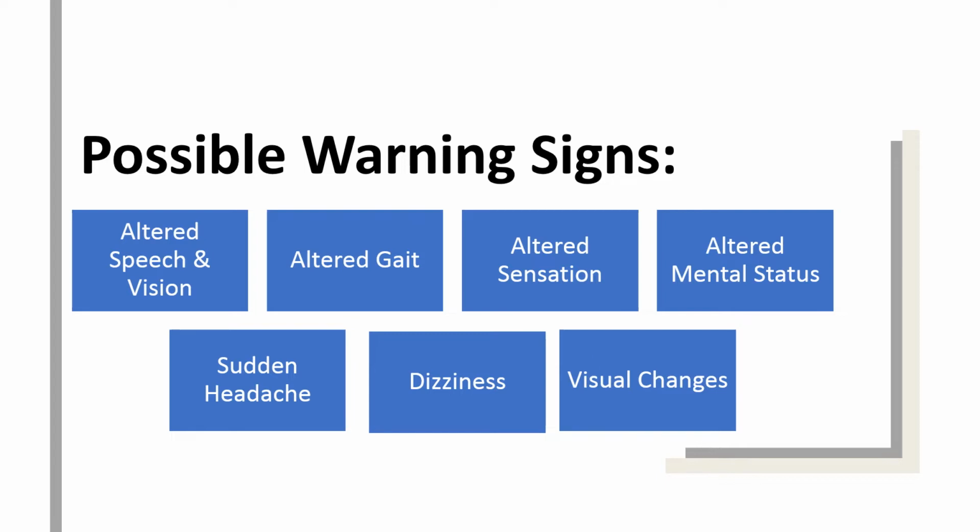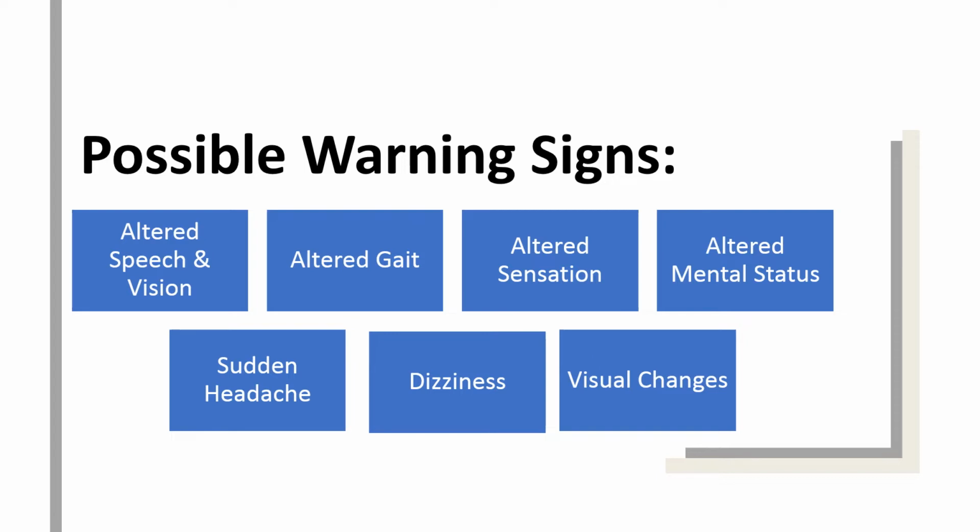Possible warning signs or the presentation of a stroke can be altered speech and vision, difficulty speaking or comprehending, altered gait, which can present as poor balance, dizziness, coordination, or weakness, weakness of the face, arm, leg, which will be unilateral, altered sensation. Deficit is on one side of the body. It can be the face, arm, and or leg, or the whole side. There can be a change in mental status, such as confusion or personality changes. They can present with a sudden headache.